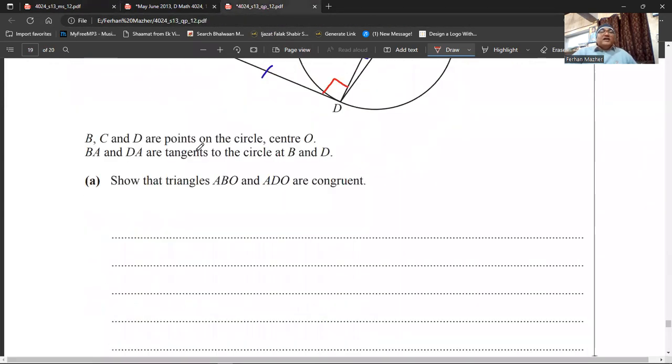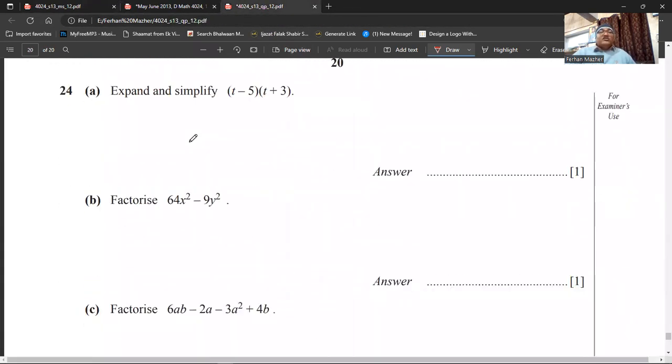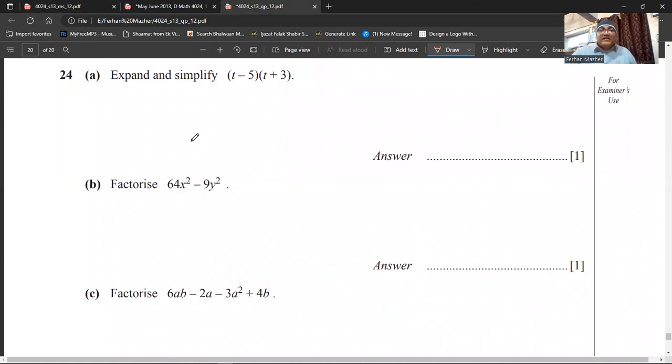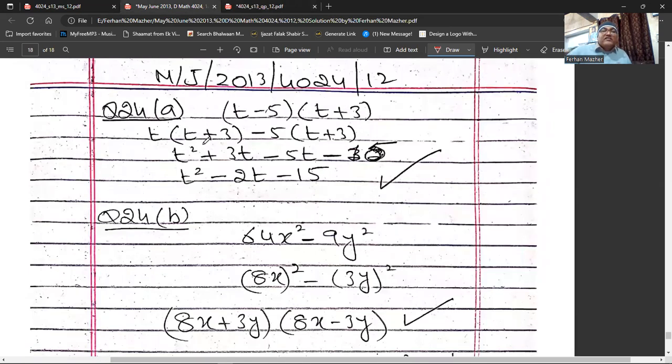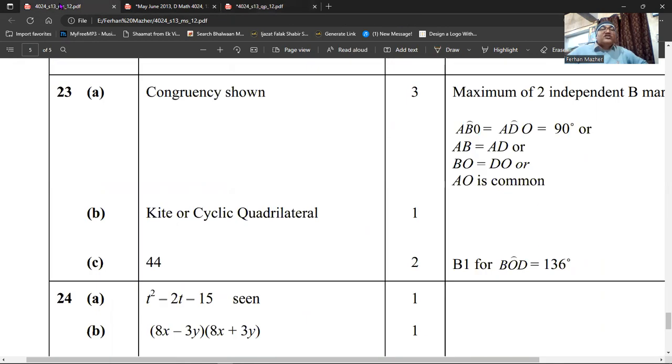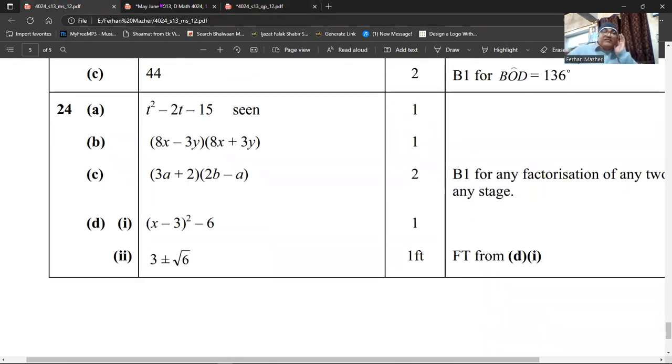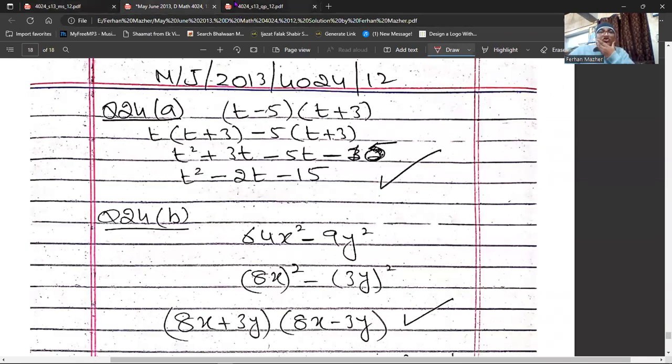Okay, so we are going to the next question, and it is very simple. Question number 24, A part. It says expand and simplify. Here we have two brackets multiplying. First of all, t will multiply with the second bracket, then minus 5 will multiply with the second bracket. So t will multiply with t plus 3, and then minus 5 will multiply with t plus 3. So you will have t squared plus 3t minus 5t minus 15, and you will have t squared minus 2t minus 15. That's the answer. T squared minus 2t minus 15 is the right answer. So this is my solution.